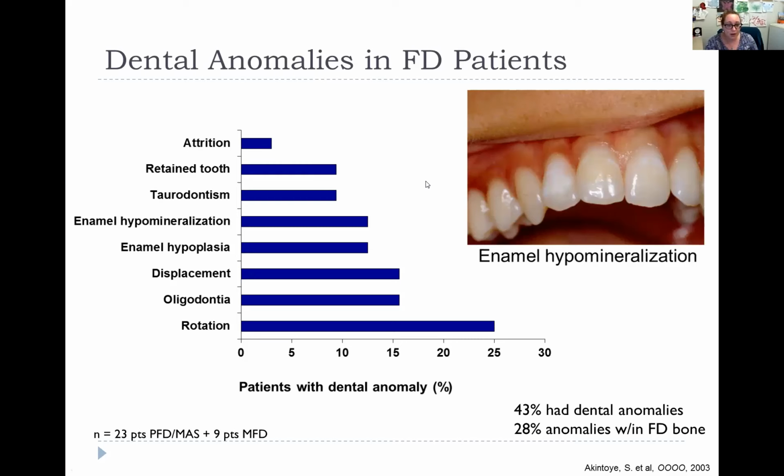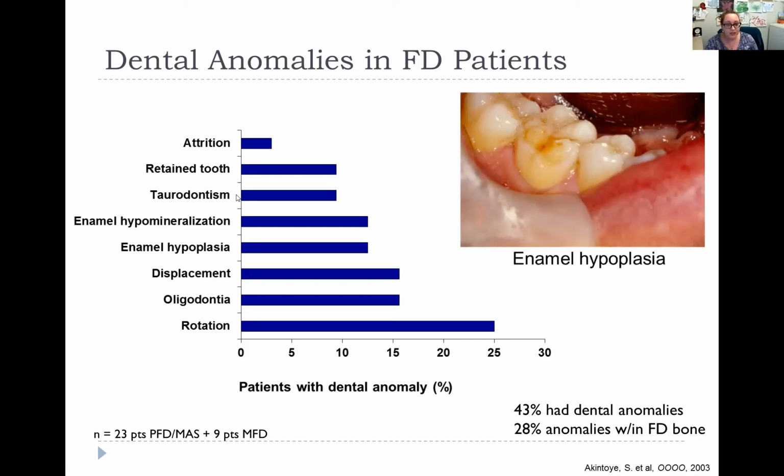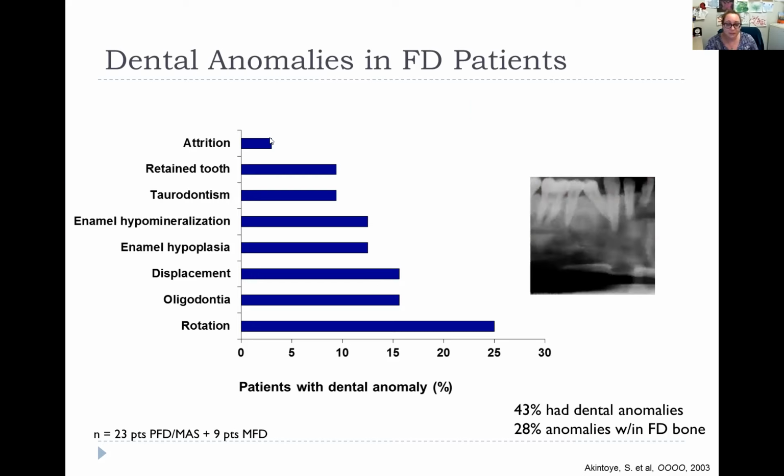Here is an example of enamel hypomineralization. So the teeth look a little bit whitish and chalky. You can also get enamel hypoplasia, which is just where the enamel doesn't necessarily form correctly. You can develop displacement of teeth or splaying of the teeth, which might affect crowding, missing teeth, and of course rotation of teeth. And I would say almost half of the patients from the cohort who were sampled at the time were reporting some kind of dental abnormalities, and about 28% had anomalies within the fibrous dysplasia bone itself.